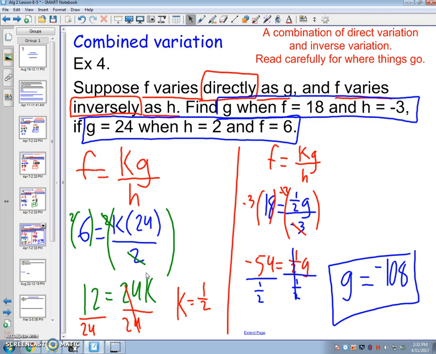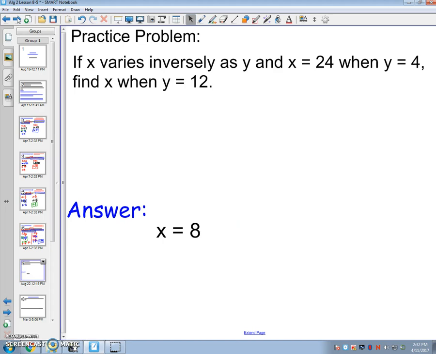Just read carefully. Direct means multiply, inverse means divide. Here's your practice problem. If you can do that, you should be fine in class.